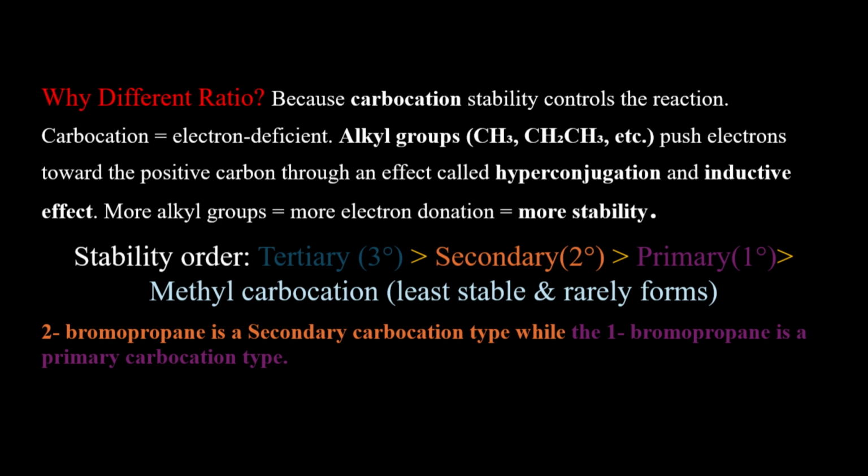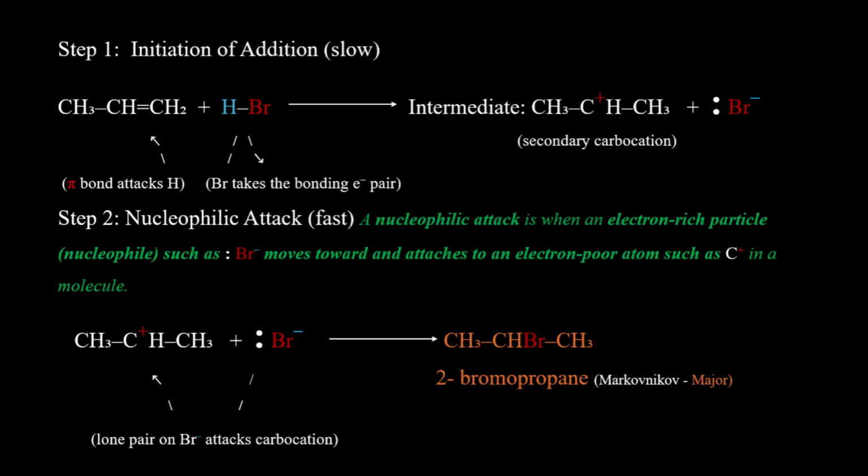Now, in our reaction, the major product, 2-bromopropane, comes from a secondary carbocation. The minor product comes from a primary carbocation. Since secondary is more stable, it's the major product. Let's walk through the mechanism for the major product, the Markovnikov pathway.